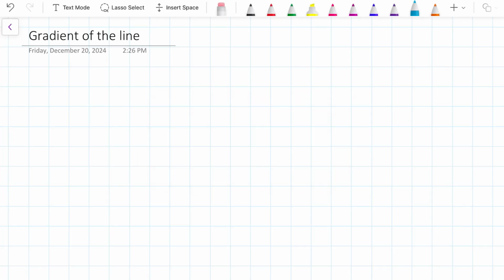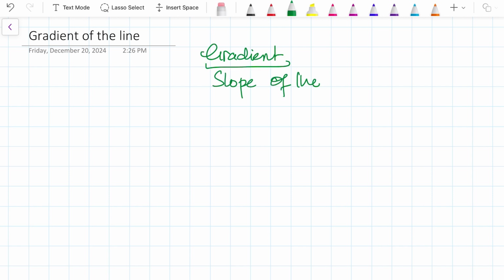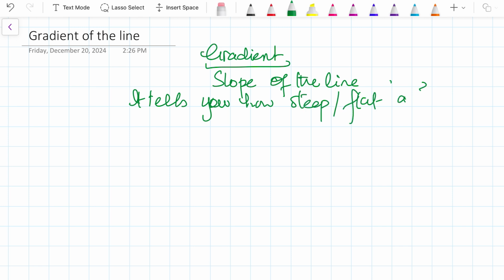So, in the previous videos, we discussed how to graph equation of lines. We discussed the coordinate system, from the equation how to find out the x or y given one of the variables. Now, let's dig deeper and understand what's the gradient of the line. So, gradient is basically slope of the line. It tells you how steep or flat a line is.